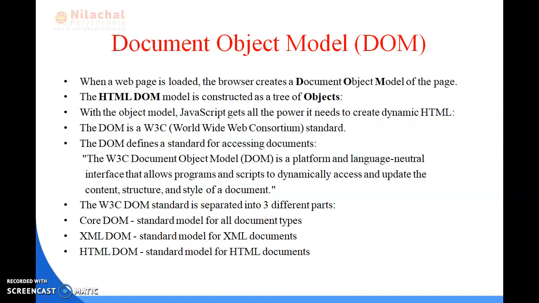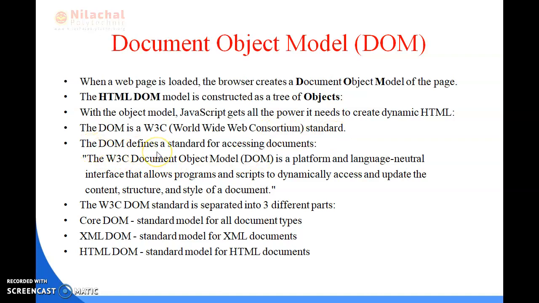Let's see what the DOM, the Document Object Model, is. When a web page is loaded, the browser creates a document object model of the page. The HTML DOM model is constructed as a tree of objects. With the object model, JavaScript gets all the power it needs to create dynamic HTML. The DOM is a W3C, World Wide Web Consortium, standard.